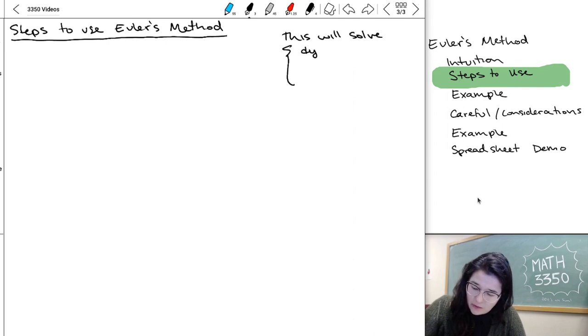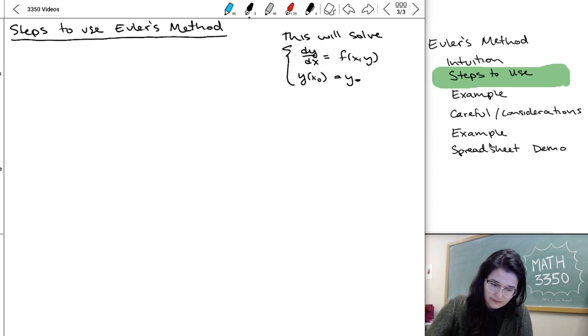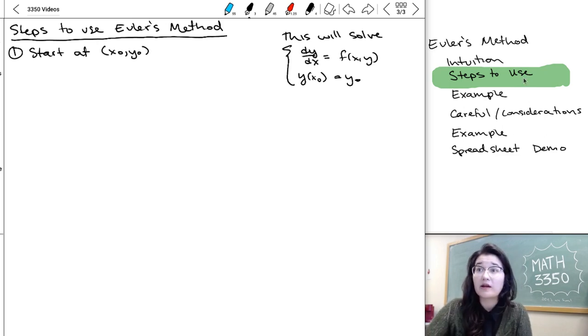So it's going to be that we're given some initial value problem, dy/dx equal to f of x, y. Like direction fields, you can have dependence on x in the differential equation, and you need to be given an initial condition to start from. And the way we're going to use Euler's method is we're going to first start at the point x0, y0 that we read off from our initial condition right there.